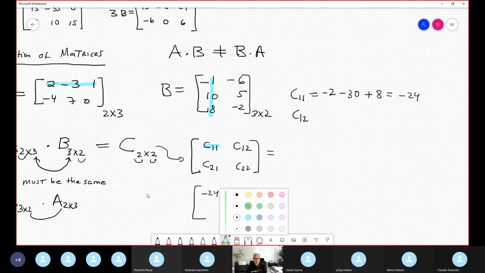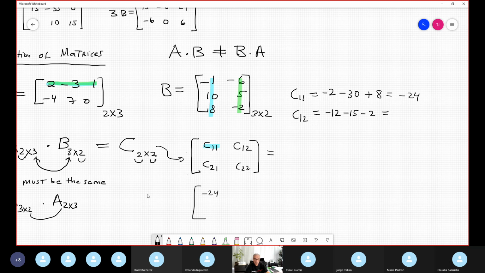To determine C12, well, similar, you multiply now again the row 1 of the first matrix, but the column 2 of the second matrix. So it is 2 times negative 6 is negative 12. Negative 3 times 5 is negative 15. Positive 1 times negative 2 is negative 2. And the answer is negative 29.